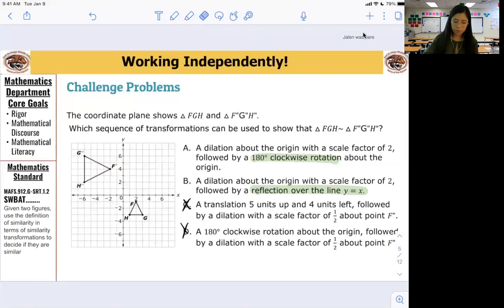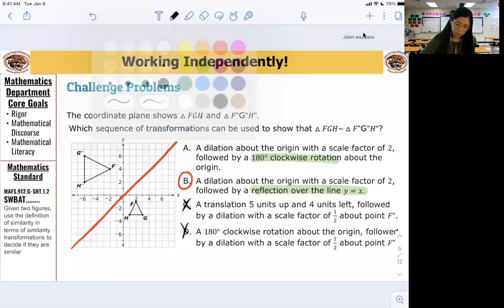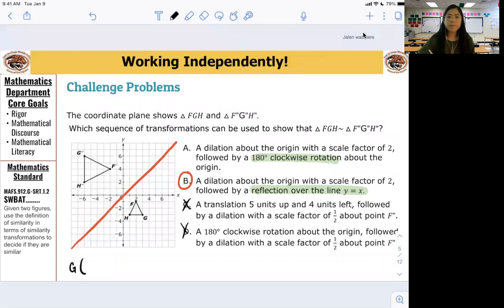So just like Perla drew before, if I draw the line y equals x, then you can kind of tell that if you shut it like a book, those two triangles will line up with each other. So B was correct. Now, like I said before, you can always check mathematically, right? So G, where does G start on the graph?